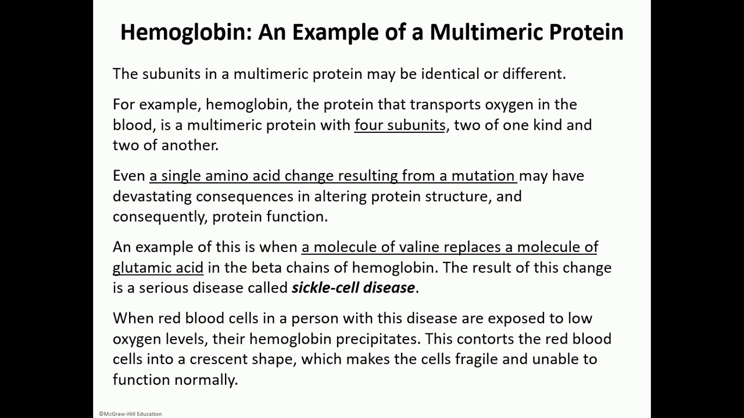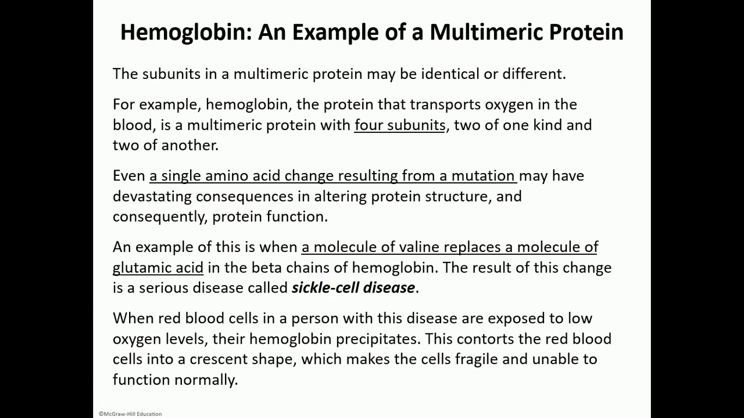Now, hemoglobin, as I said, is an example of that multimeric protein that goes all the way to level 4. It's made out of 4 subunits. And you can imagine that a mutation or a change where one amino acid has been switched at the level of the primary level, so in the making of that primary polypeptide chain, where a molecule of valine, an amino acid, replaces a molecule of glutamic acid, which is another amino acid. Okay, that can lead to a disease known as sickle cell disease.